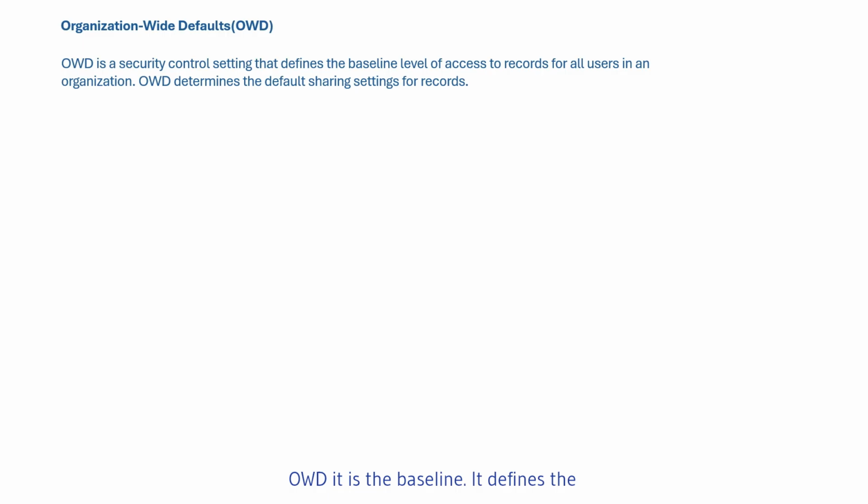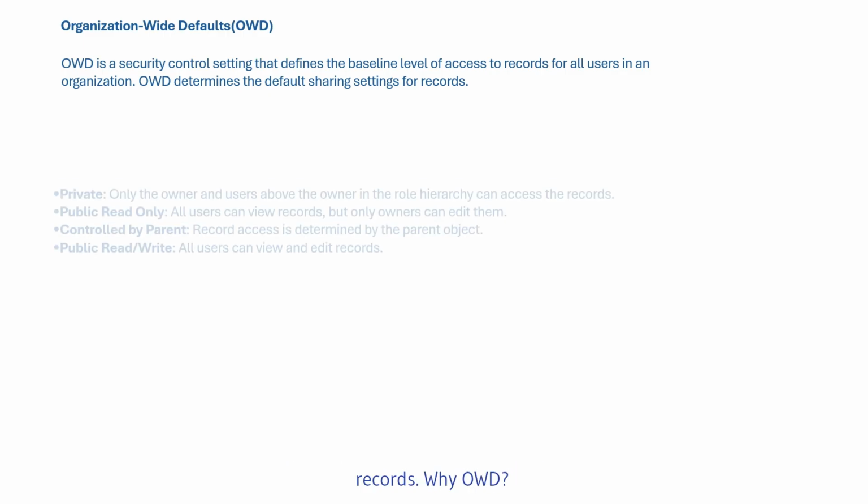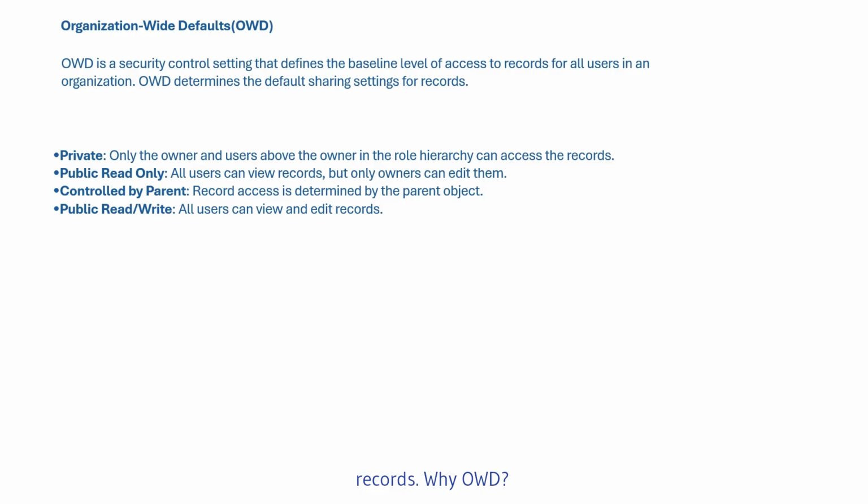OWD is the baseline. It defines the baseline of access to the records for all the users in an organization. It defines the default sharing setting for all the records. By OWD, we can define the access we are setting up for that object in the organization: whether it's private, public read only, controlled by parent, or public read write.